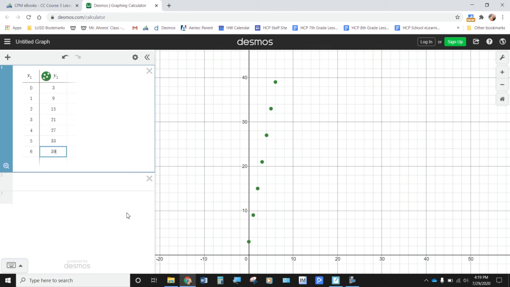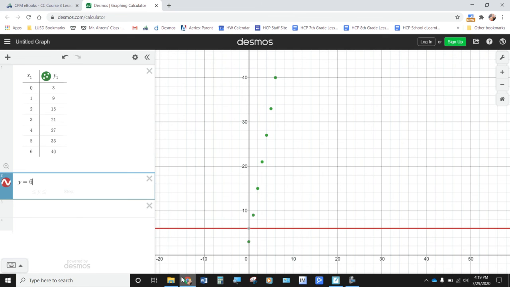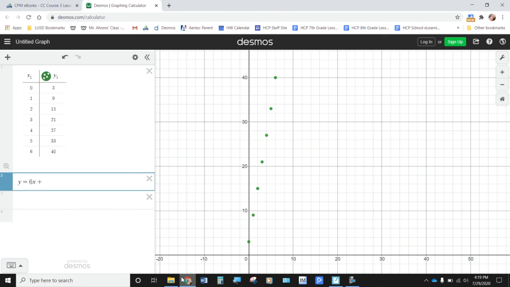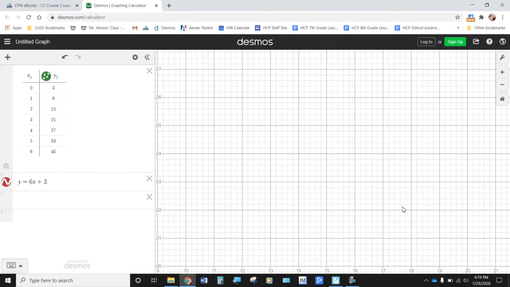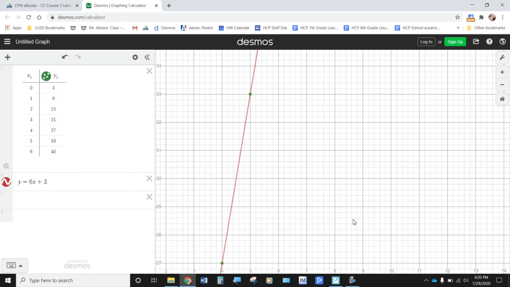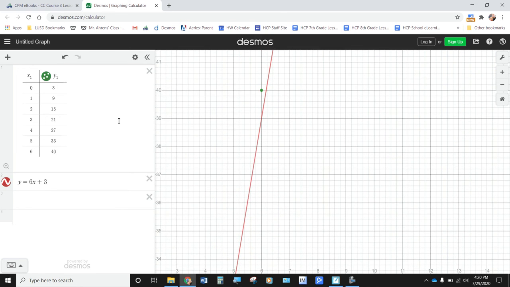Let's go ahead and justify it with the graph. If I change that to 40, and then put in our line again, y equals 6 times x plus 3. It's kind of hard to tell, but let me see if I can enlarge this a little bit. Enlarging it, see how it's not falling on the line? So that's another way of proving. We checked it with the rule, but you can also check it with the Desmos calculator. 40 does not work. 39 was the appropriate number. Now it's falling on the line.